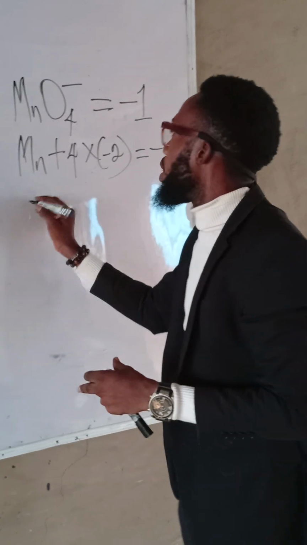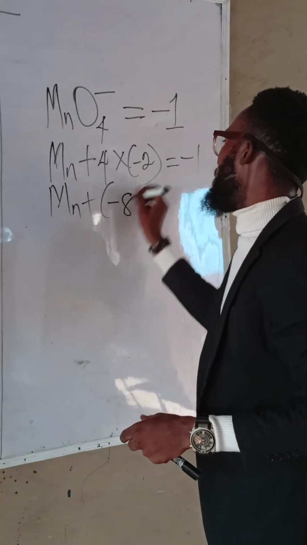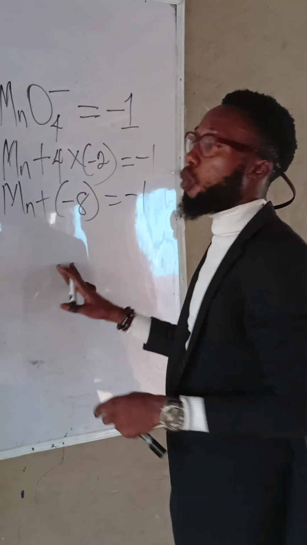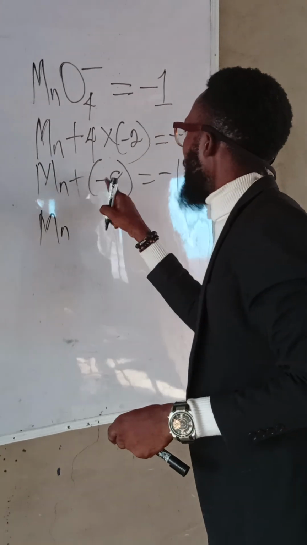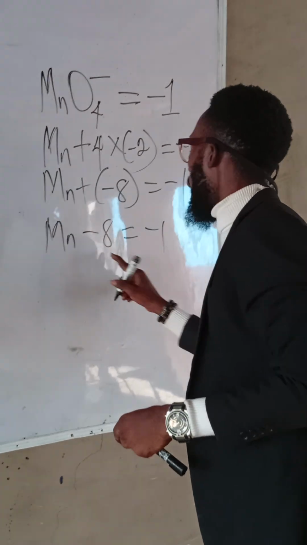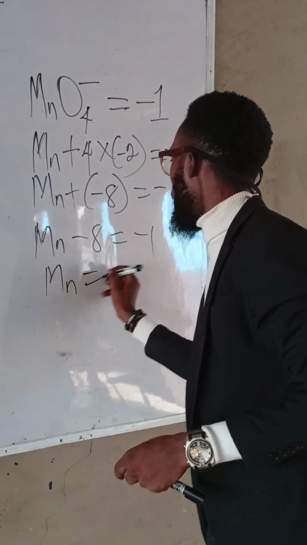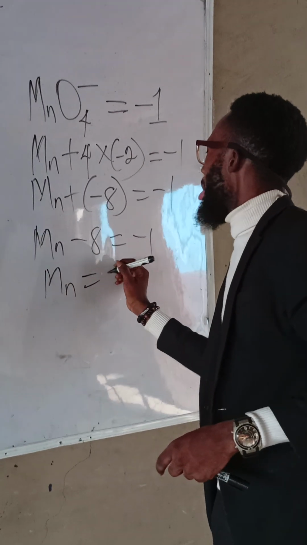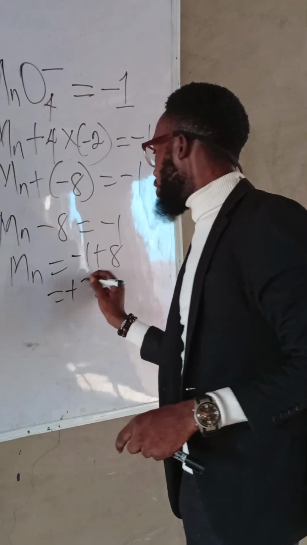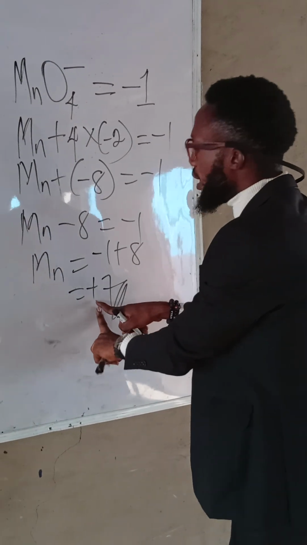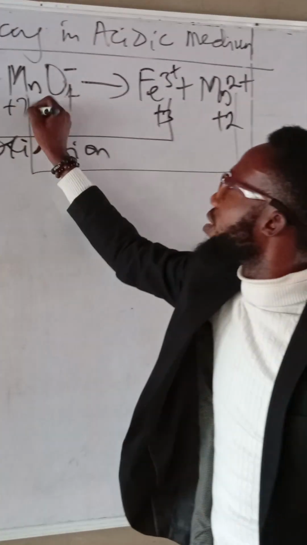Now we have mathematics. We now have Mn plus 4 times -2 will give us what? -8 equal to -1, right? Now Mn plus times will give us -8 equal to -1. Then you take the -8 to cross over this bridge, that turns to what? +8. Now we have equal to -1 plus 8. -1 plus 8 will give us what? +7. Which means that the ON of manganese in this compound here is +7.